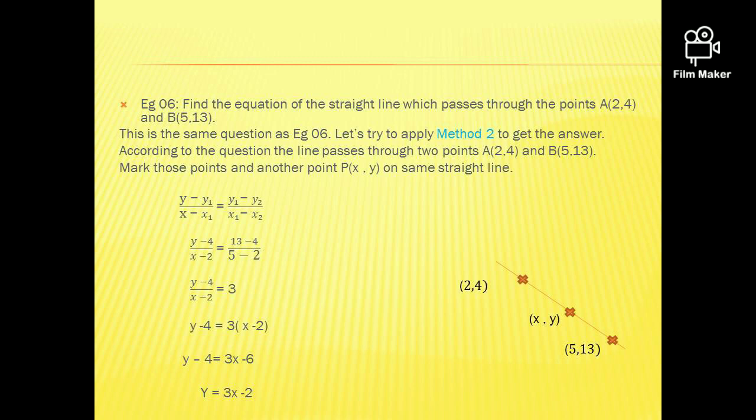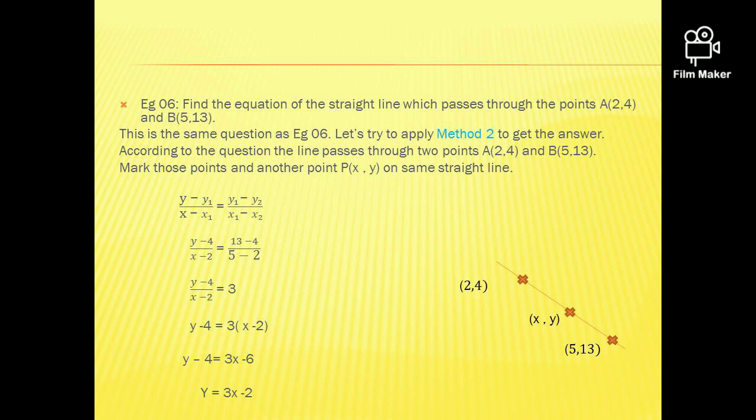Later on we can simplify, right? Then I will obtain the gradient between the two coordinates x, y and 2, 4. How do you get it? y minus 4 divided by x minus 2. Then we know that all these 3 points remain on the same straight line. Therefore, I can equate the gradients between these 2 pairs of points. There I will obtain y minus 4 divided by x minus 2 is equal to 13 minus 4 divided by 5 minus 2. Then you will obtain y minus 4 divided by x minus 2 is 3.